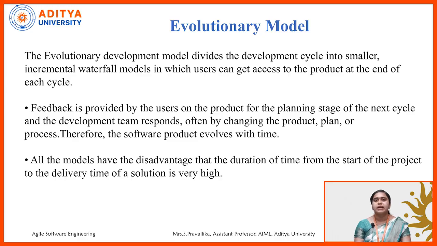Next point, feedback is provided by the users on the product for the planning stage of the next cycle, and the development team responds often by changing the product, plan or the process. Therefore, the software product evolves with time. So we are just gathering the feedback. As we are providing access to the customers at the end of each cycle, we get feedback from the users on the product for the planning stage of the next cycle.